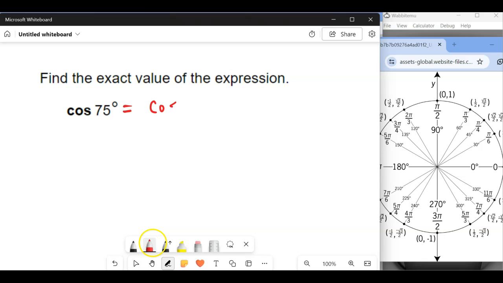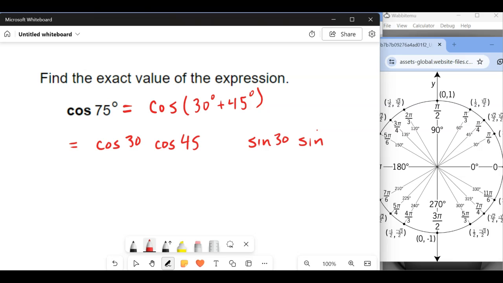I'm going to use cosine of 30 plus 45. And again, in the sum formula for cosine, I get a cosine and a cosine, a sine and a sine. These angles go in here, so this is a 30, this is a 45, this is a 30, this is a 45. And then remember, for cosine, if this is plus, this becomes minus. So the sign changes for cosine when we do these sum and difference formulas.